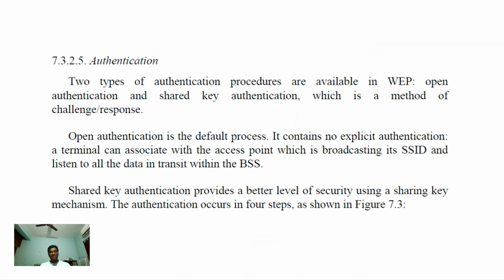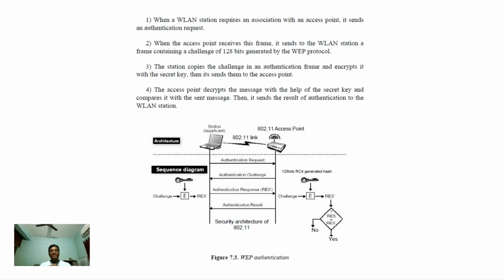And how it provides authentication, we can see in the figure. You could see this is the WEP authentication. The first thing is the authentication request. The next comes the authentication challenge. Next comes the authentication response, and finally the authentication result. So these are the four WEP authentication steps.